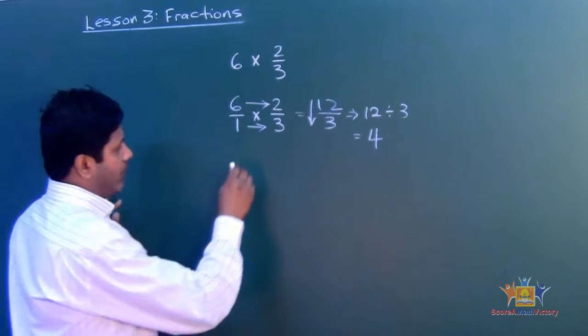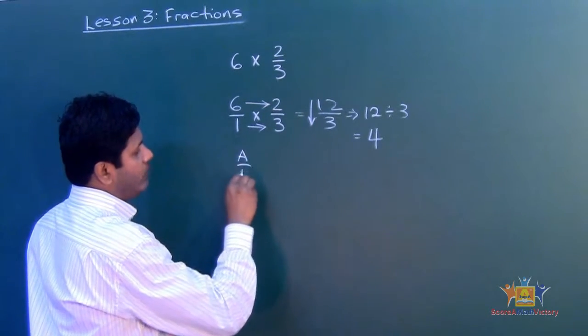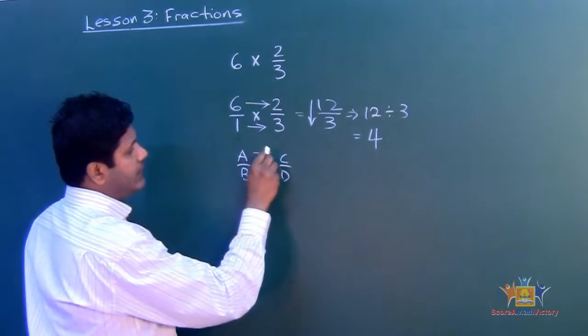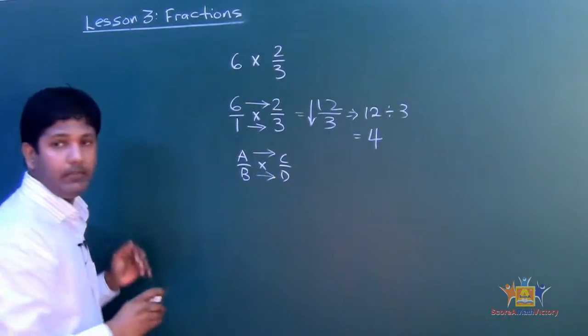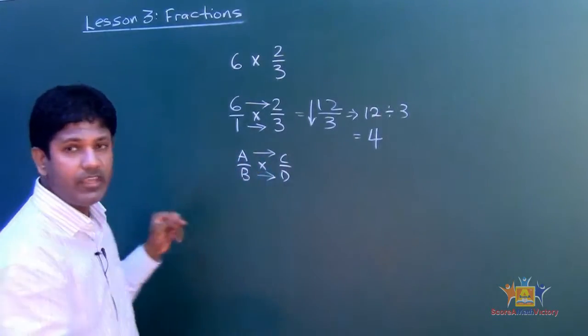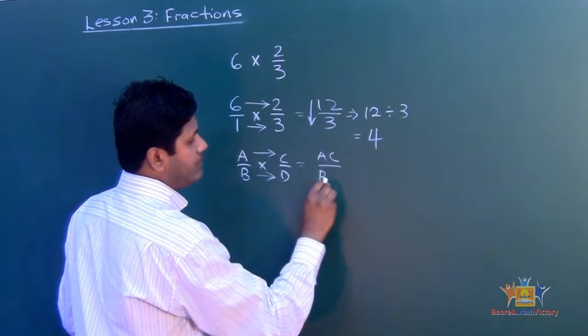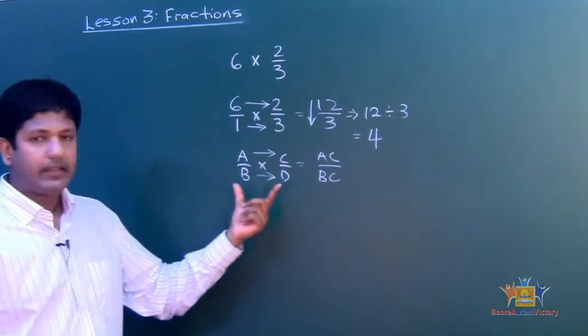Now again, let me re-emphasize. If you have a fraction a over b times c over d, use the double arrow method. That means a times c becomes ac, and b times d becomes bd. See that? That's how you do that.